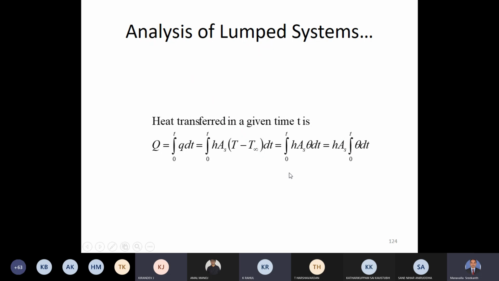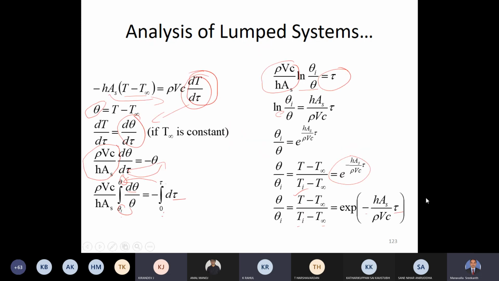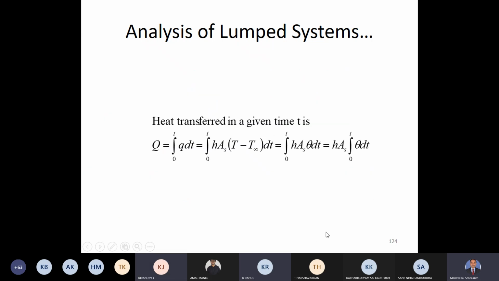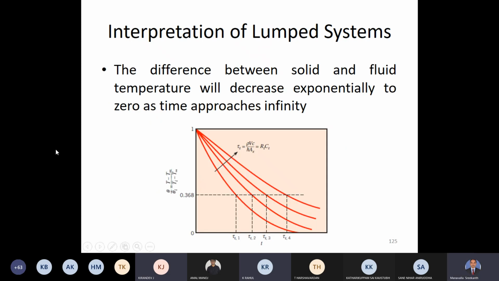So we came up with some equations. This is one equation, which looks simpler, to estimate the temperature at any given time. And this is the equation to calculate the heat transferred in a given time span. So this is the interpretation of the lump system.